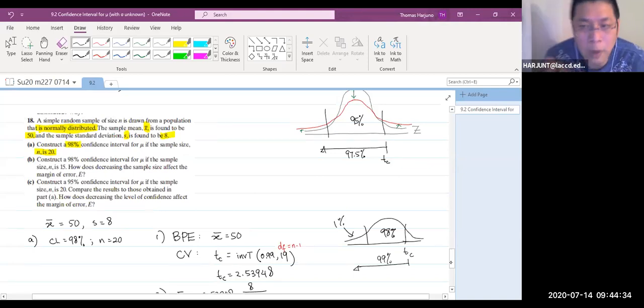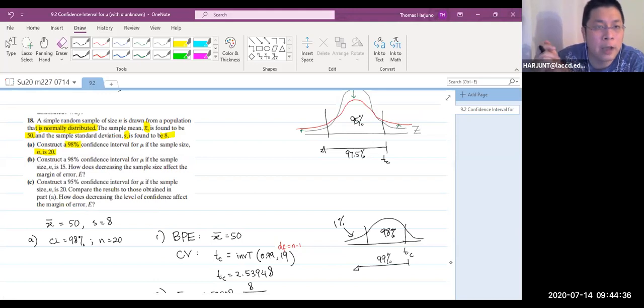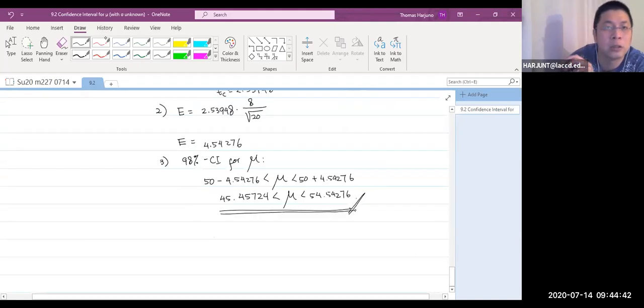Okay, now that's for part A. With the time I have left, I will not go on with this part. You can go on yourself. Let me write it down here. Try part B and C yourself.